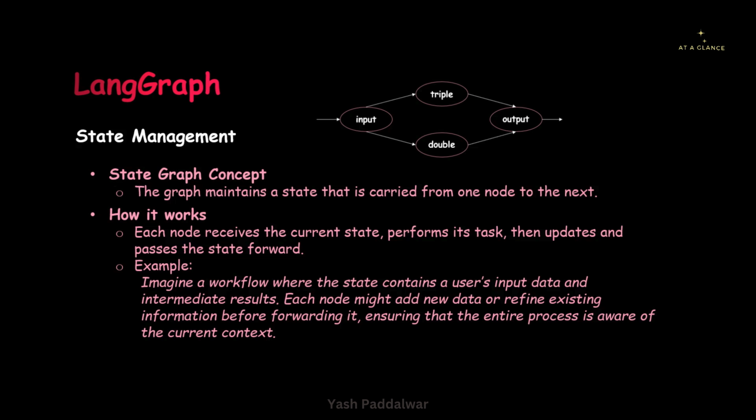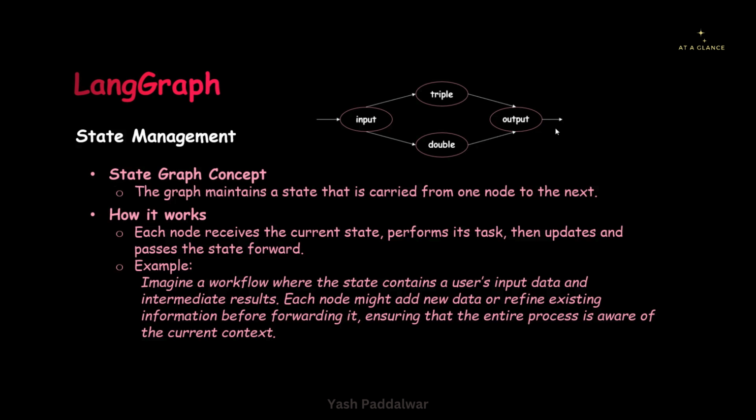So let me clear out the scenario. Let's say we have a scenario where the user inputs a particular query. Let's say the query is double the number. Basically the user can put any number, double the number 10. So in this case the flow should go like this. First it should come to the input node, then since the user is asking to double that number, it should go to the double node. As the number is doubled, it will simply go to the output node and the graph ends.